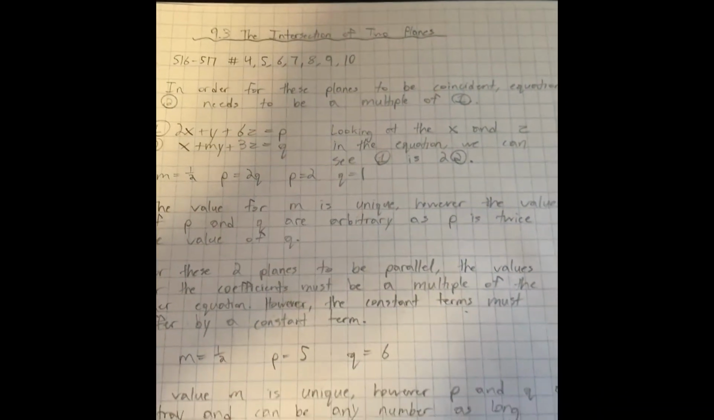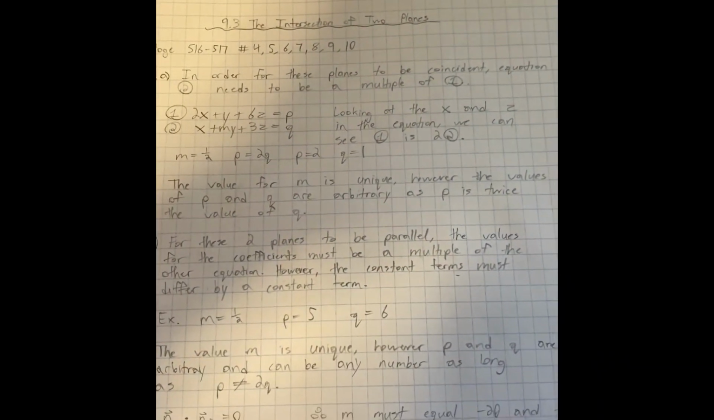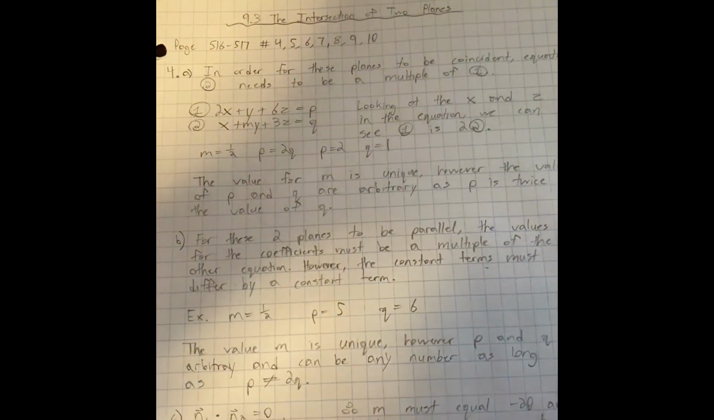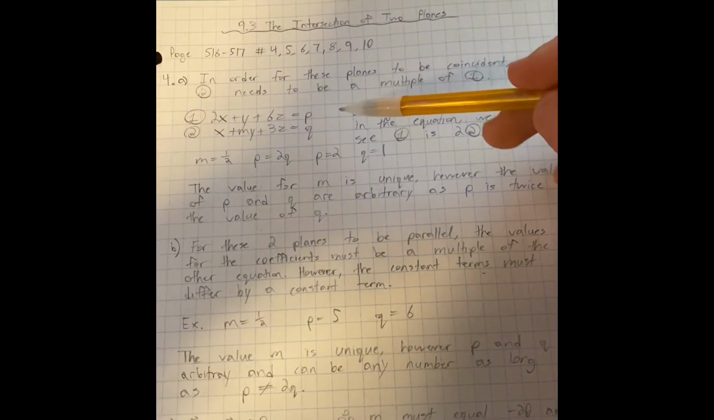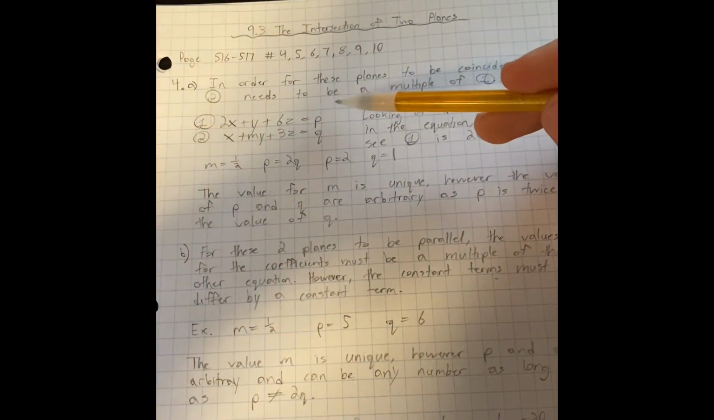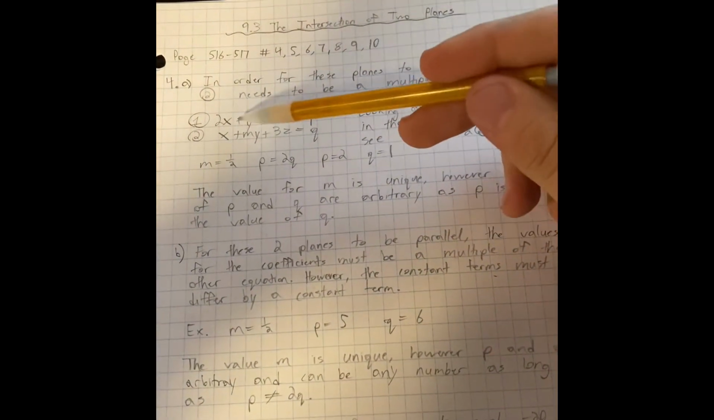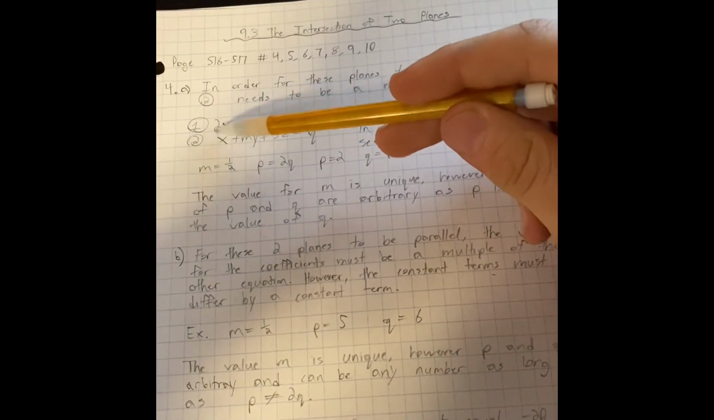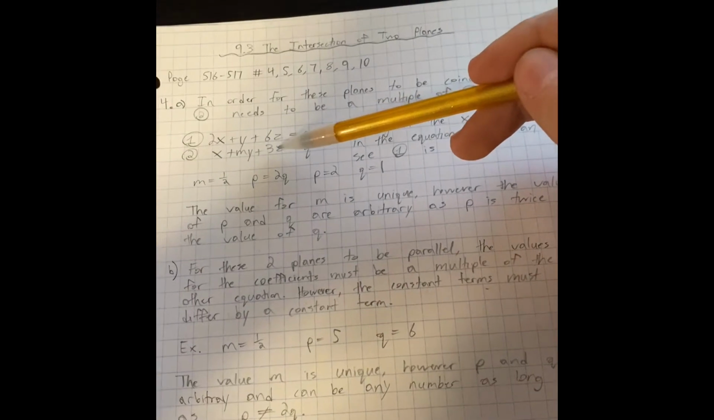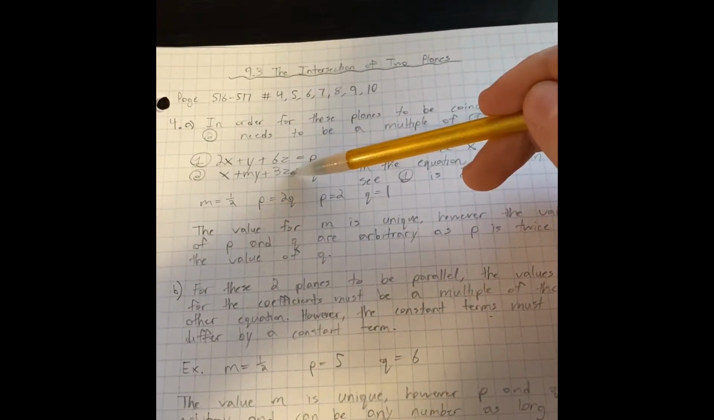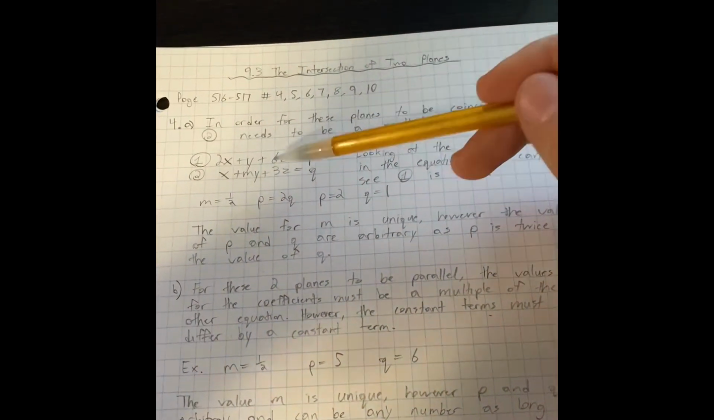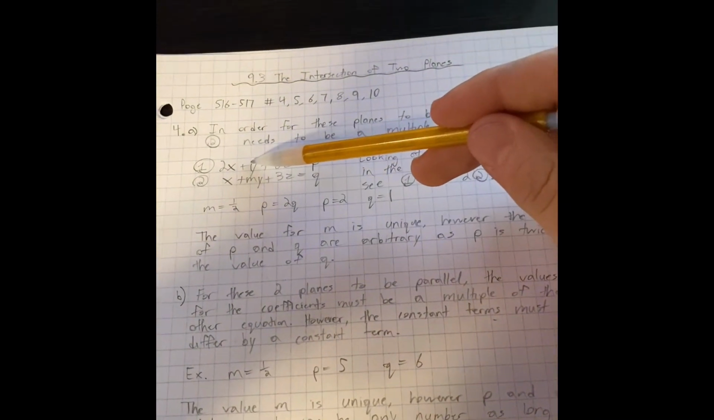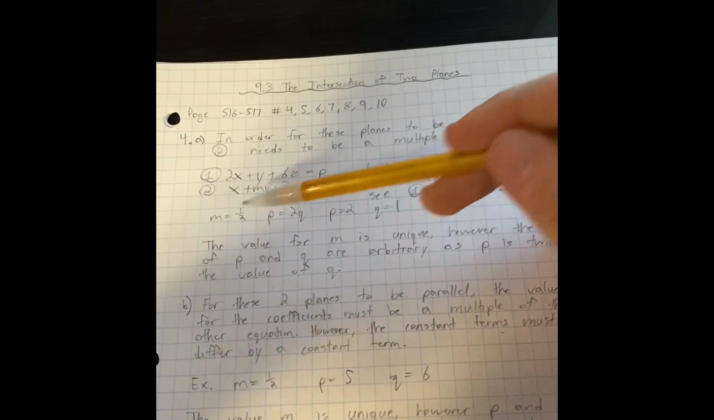So in order for these planes to be coincident, equation 2 needs to be a multiple of equation 1. So in taking a look at equation 1 and equation 2, it is clear that equation 1 is twice the value of equation 2, because the coefficient of x in the second equation is 1, and then 2 would be times 2. 3 for the coefficient of z for the second equation, times 2 equals 6. So therefore m must be half of the coefficient of y in equation 1. So therefore m is equal to a half.